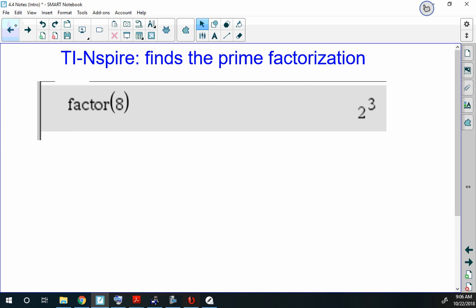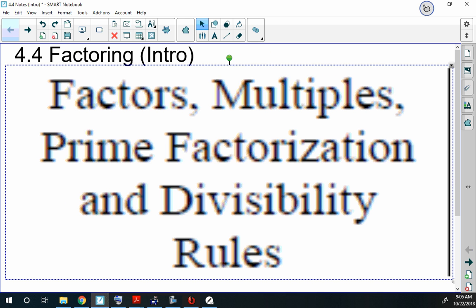Now, we're supposed to be talking about factors of a number. I think we did that. We're supposed to talk about multiples of a number. I think we did that. We're supposed to talk about prime factorization, and I think we did that. So there's only one thing left for today. You ready for it?